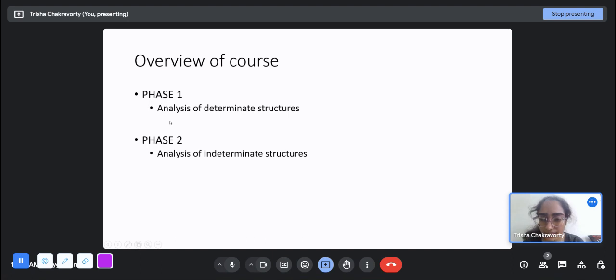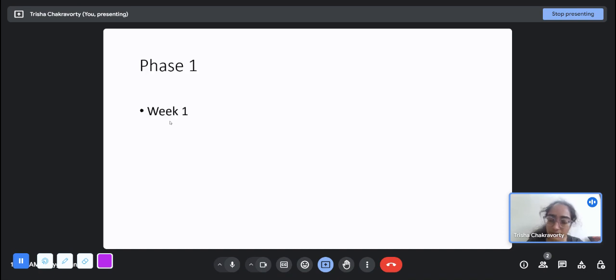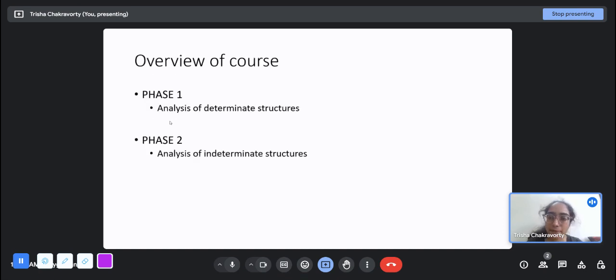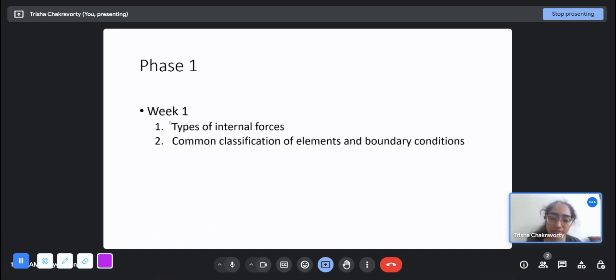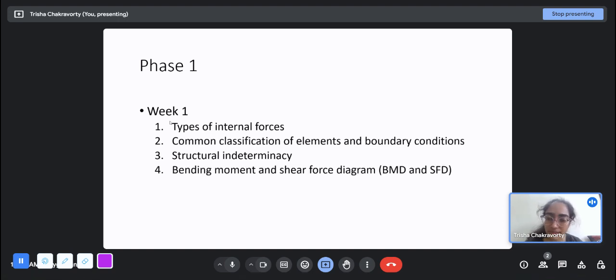Phase 1 is the analysis of determinate structures, and phase 2 is the analysis of indeterminate structures. The difference between the two we will look at later. This is week 1. In week 1 we looked at types of internal forces, common classifications of elements and boundary conditions, structural indeterminacy, and bending moment and shear force diagrams.